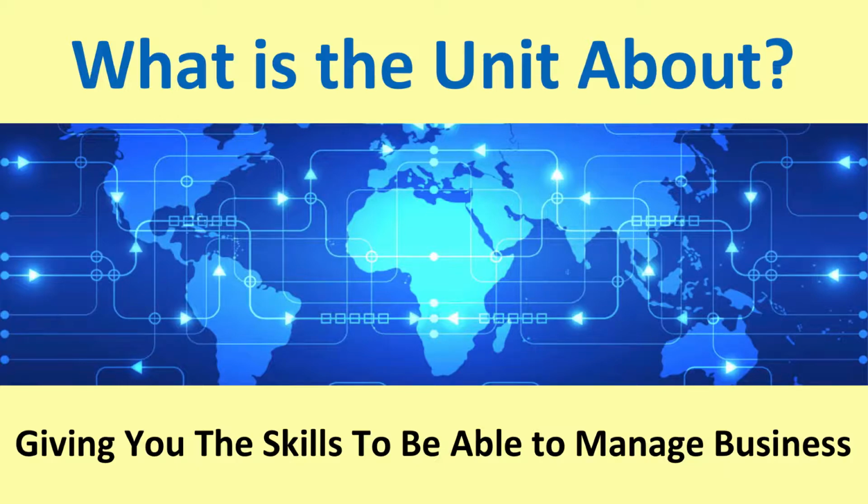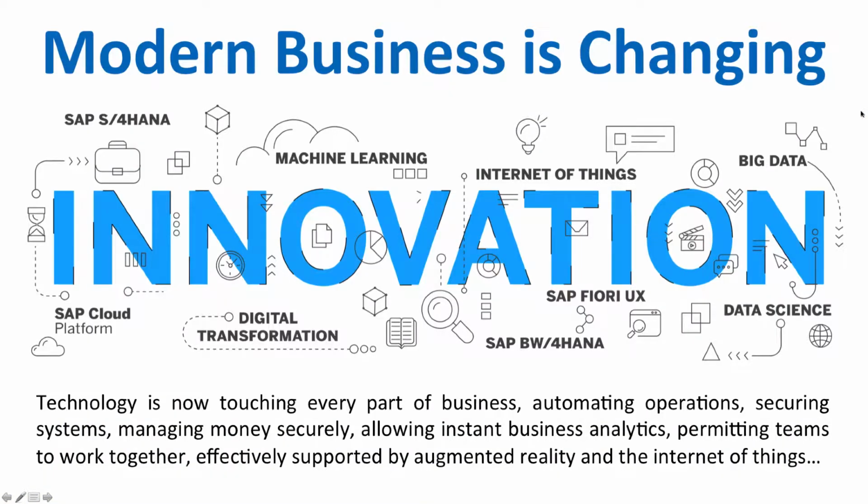So, what's this unit about? What skills will you gain if you take it? Technology is now touching every part of business, automating operations, securing systems, managing money securely, allowing instant business analytics, permitting teams to work together, and effectively supported by augmented reality and the Internet of Things. We're going to talk a little bit about those. These are some of the things that you will learn about on this course.